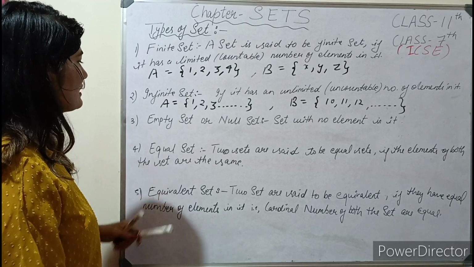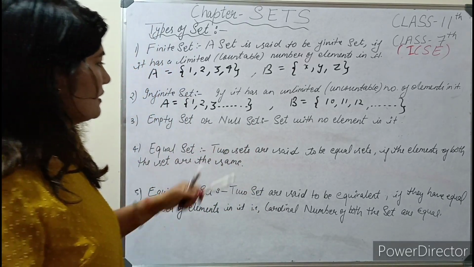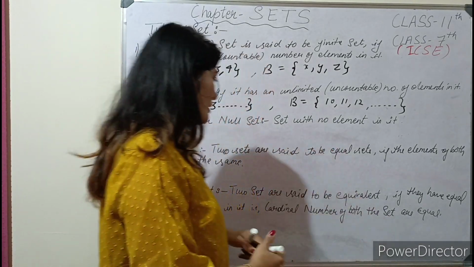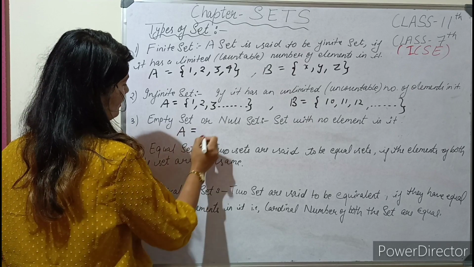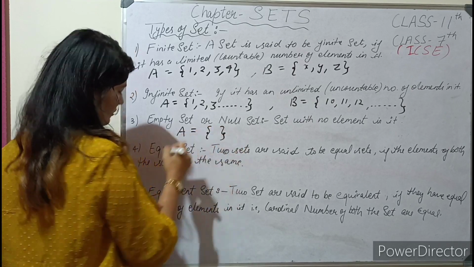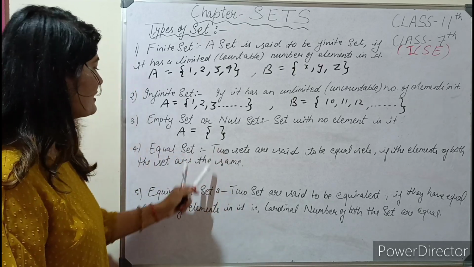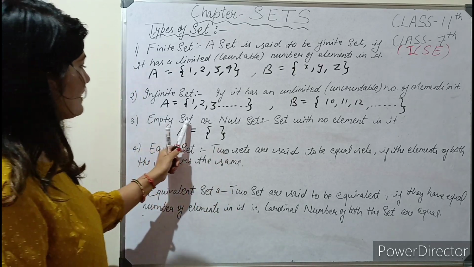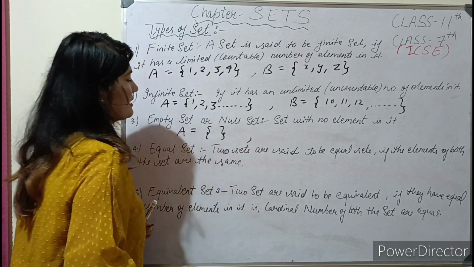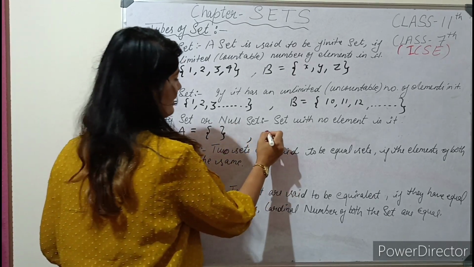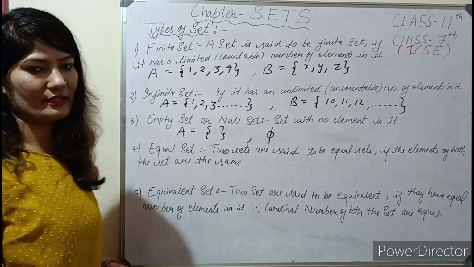Now the third one is the empty set or null set. So here, a set with no element in it. For example, if I take a set A, so you can see inside these braces there are no elements. So hence this set A is known as empty set or null set. Also we can represent this empty set or null set by simply writing as φ. It means that it is an empty set.